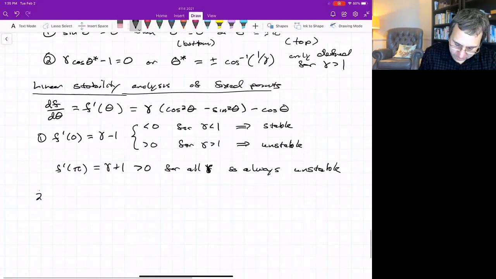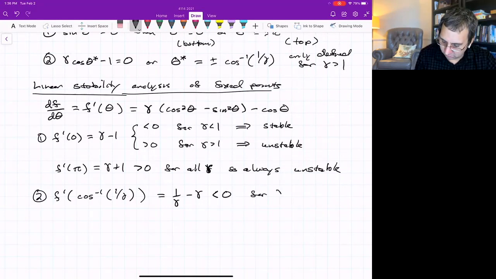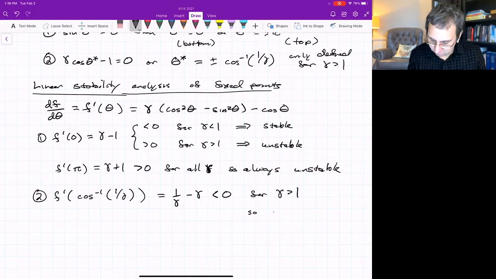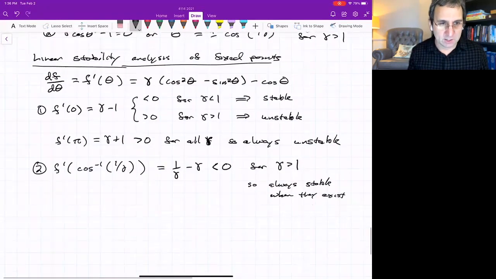And then the other two points, if we look at those, what do we get? It turns out you'll get 1 over gamma minus gamma, which is less than 0 for gamma greater than 1, which is the only time when these things exist. So always stable when they exist. It's looking like gamma being the only parameter, it's a bifurcation parameter, and we could summarize our results in terms of a bifurcation diagram. So let's do that.